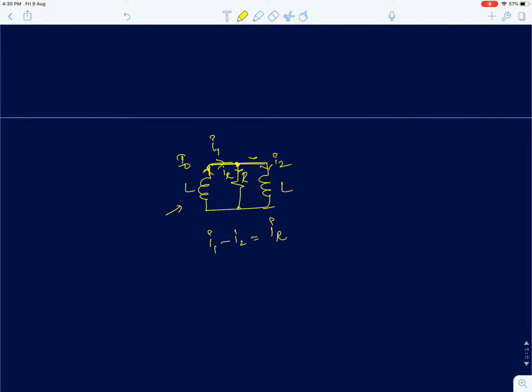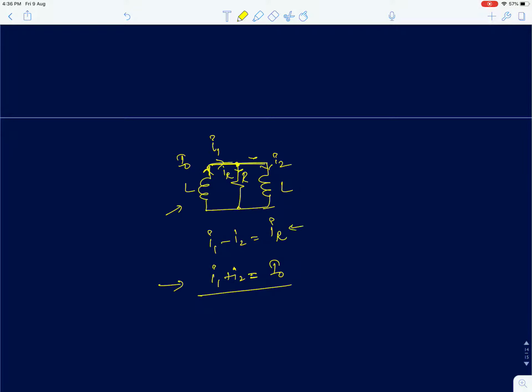Also, flux is conserved. Even for this circuit we can show that the flux is conserved. From that we can say that I1 plus I2 equals I0. This comes from flux conservation: L1 I1 plus L2 I2 should be equal to L1 into I0. Here L1 and L2 are the same, so I have not shown the derivation, and it's very simple. I1 plus I2 equals I0. This comes from flux conservation.